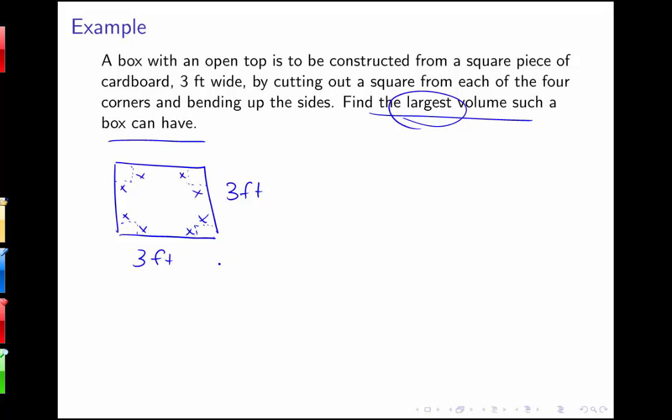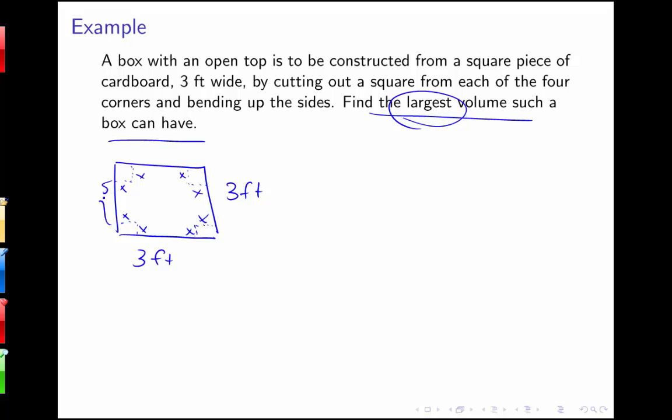So what is the volume of my box going to be when I fold up the sides? Well, notice that when I fold up this corner over here, my height would be equal to x. And so the volume of a box would be equal to length times width times height. So I just need to find what the two sides length would be.